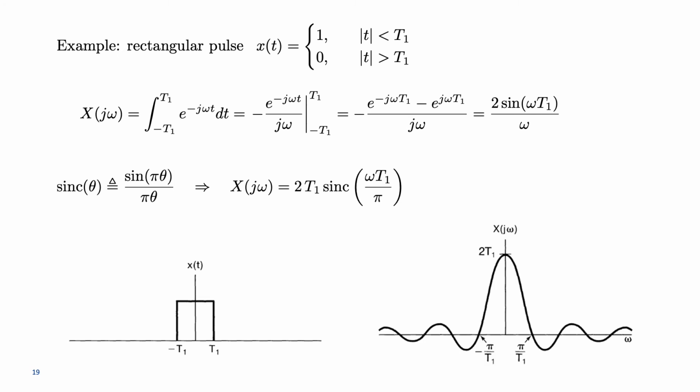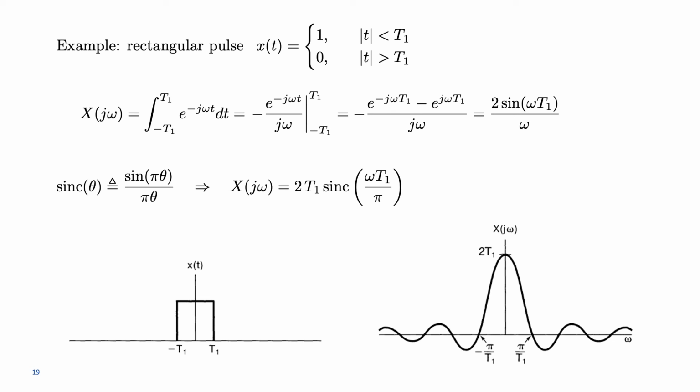Typically, one defines the sinc function as the sine of pi theta over pi theta. That is denoted as the sinc of theta. If we use this definition, then we can simply rewrite our Fourier transform X of j omega in terms of the sinc function. It would be 2T1 sinc of omega T1 over pi. We need to undergo a few tedious manipulations, but nothing difficult.